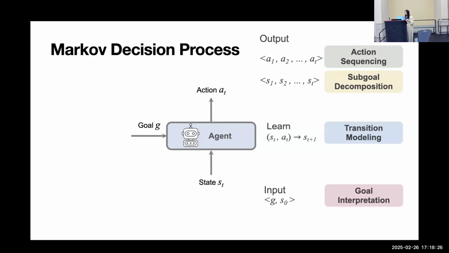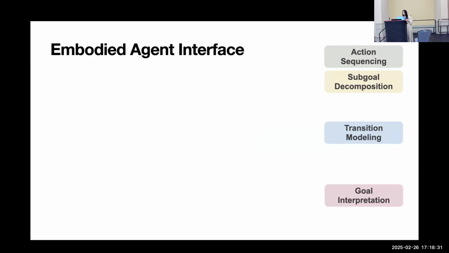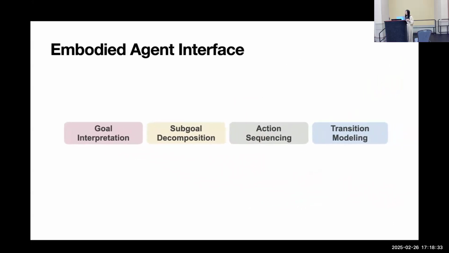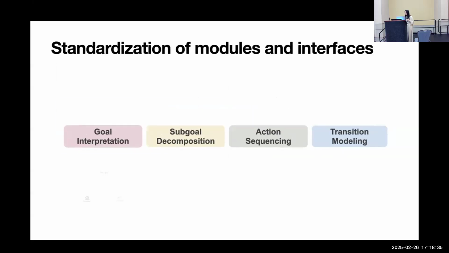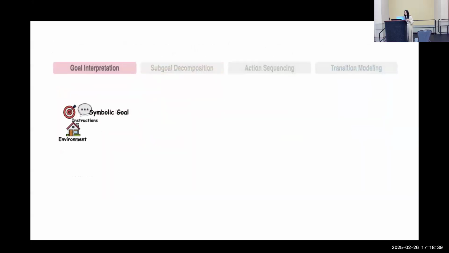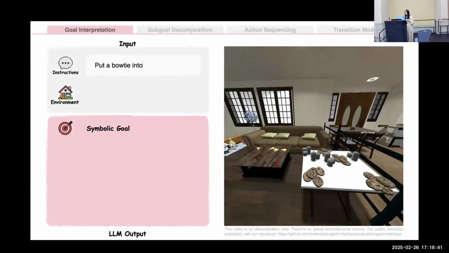And then another thing is about the single step transition, which is essentially the transition modeling. So we can have these 4 components, trying to define them into the embodied agent interface. Then this interface should be connected to the large language model with different environments and applications.